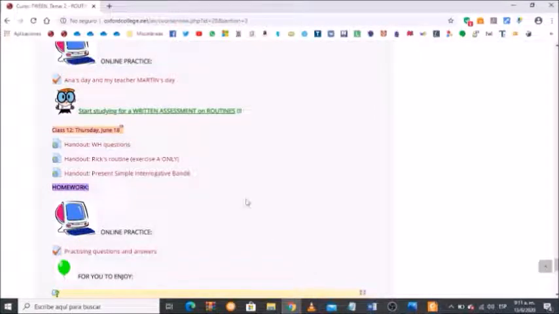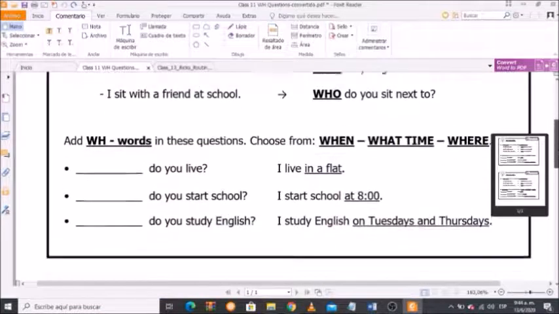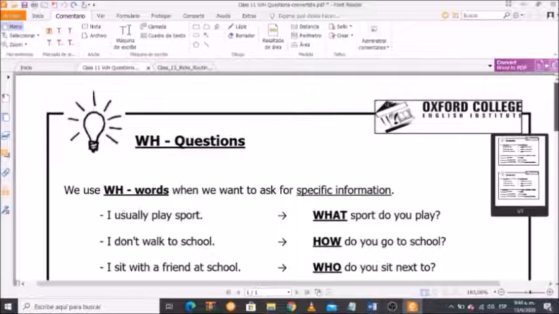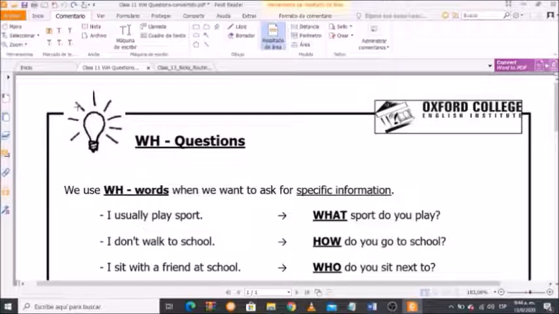So, this is class number 12. These are the things that we're going to do. And the first thing, the first handout that we're going to work with is the handout called WH questions. Okay, so let's go there. Okay, so this is the handout and it says WH questions. So the first thing that we're going to do is highlight this and the title as well.